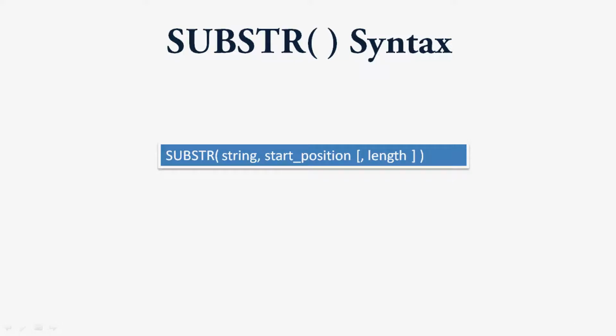We will see some examples. Here we can see: select substring of 'Oracle tutorial', 1 from dual. In this query we gave two mandatory parameters, that is string and the start position. So here the string is 'Oracle tutorial' and the start position is 1. Here we did not specify the length parameter, so this function substring will return the entire string. And here we can see the result. It returned 'Oracle tutorial'.